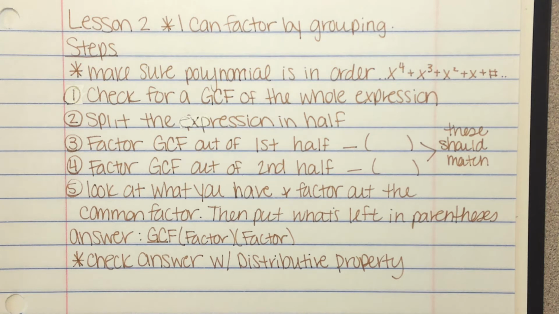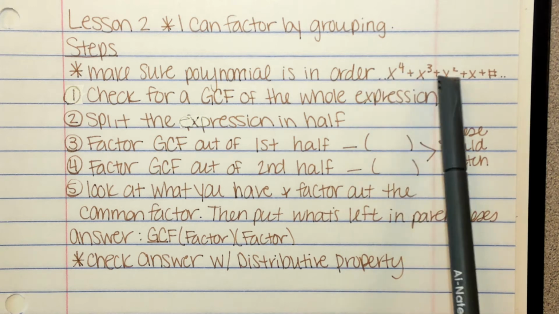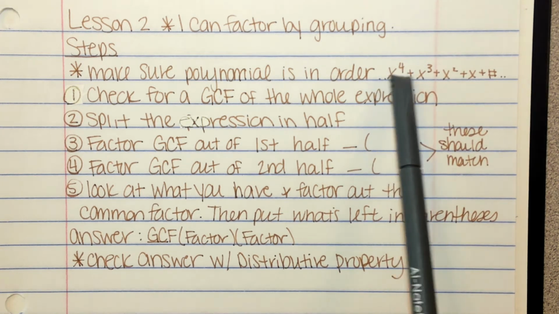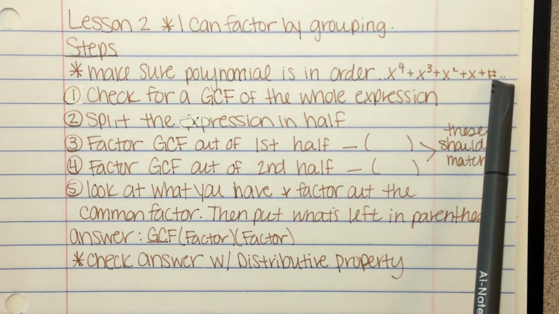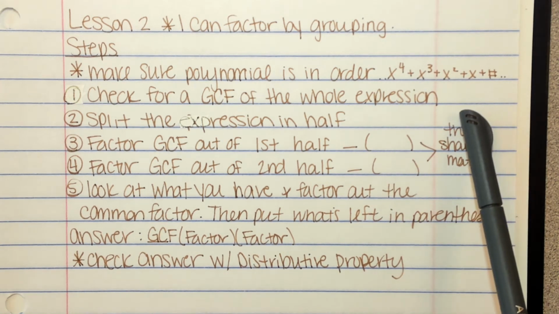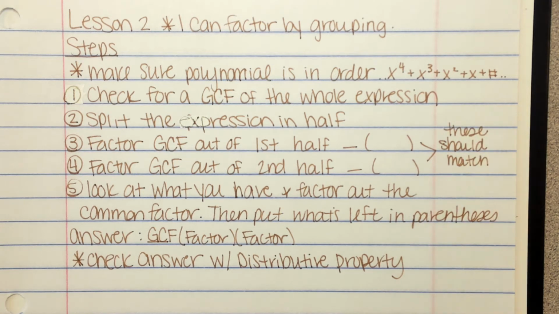First, we're going to start with some steps. This is just the order you can go in to factor these problems. After you do a couple, you might not even need to refer to the steps, but you'll always have them if you write them down. The first thing we need to do is make sure the polynomial is in order. That means our exponents are going from biggest to smallest, so you might have an exponent of 4, 3, 2, 1, and then just a constant. Then you're going to check for a GCF of the whole expression. Look at every term and decide if there's a greatest common factor that you can pull out.